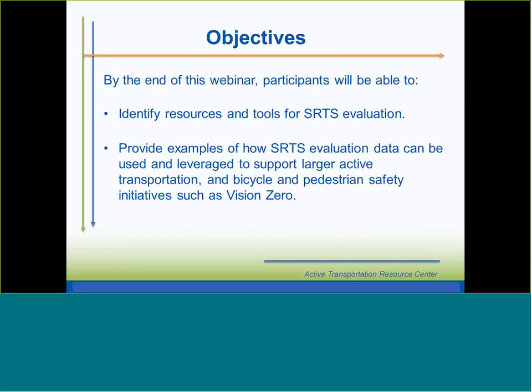We've got a few objectives for this webinar. By the end of this webinar, participants will be able to identify resources and tools for Safe Routes to School evaluation, and they should also be able to provide examples of how Safe Routes to School evaluation data can be used and leveraged to support larger active transportation and bicycle and pedestrian safety initiatives, including initiatives like Vision Zero.